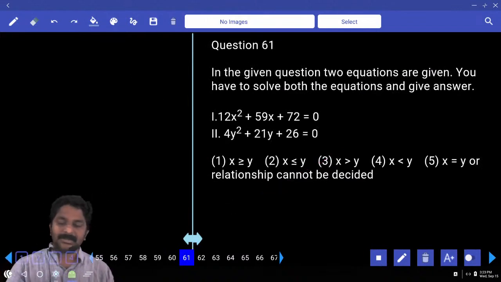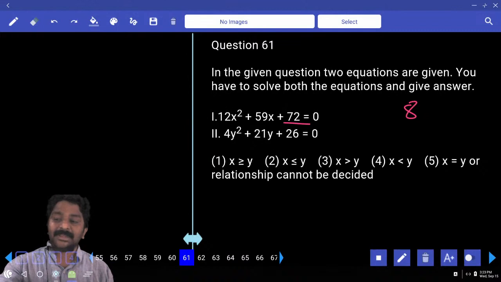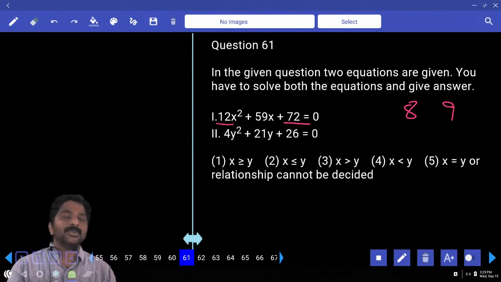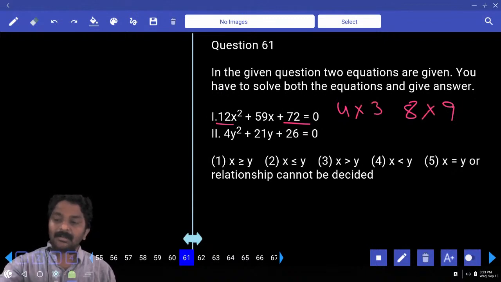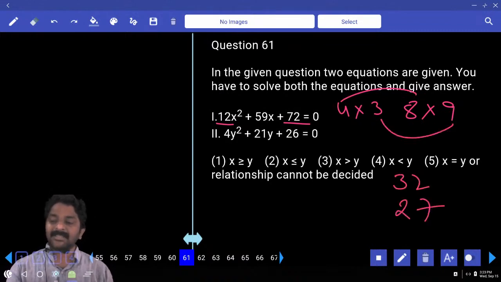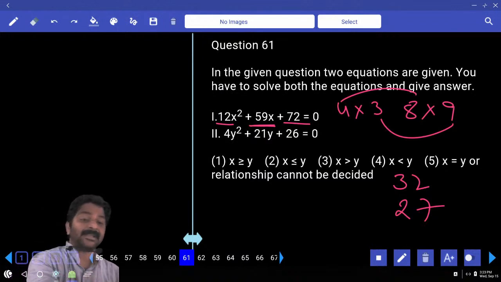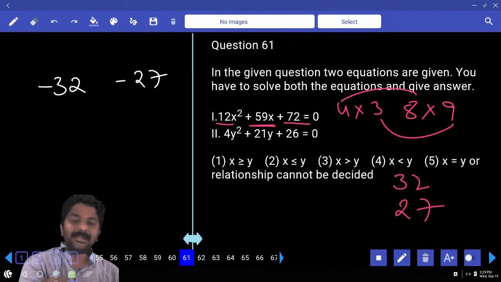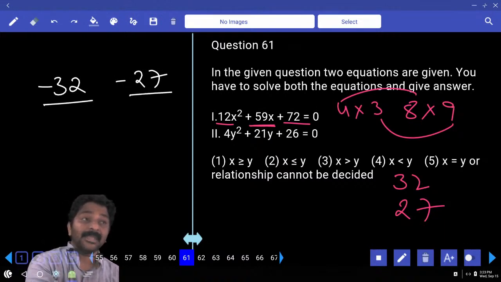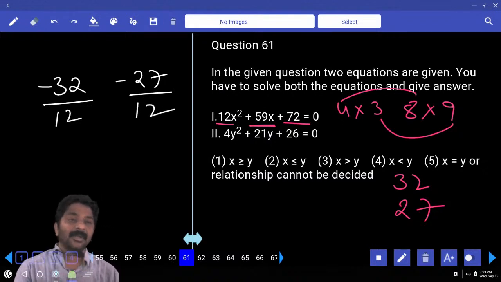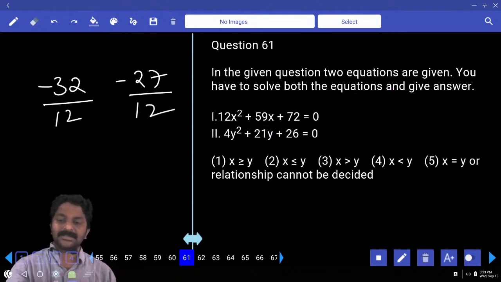Combination: 72 can be written as 8 into 9. 12 can be written as 4 into 3. Now identify the combination. 4 into 8, 32. 3 into 9, 27. 32, 27. Sum is equal to 59 only. So the combination is minus 32, minus 27. Factors are minus 32, minus 27, divided by the coefficient of x square, 12. Is that clear? Understood so far? Right, next.